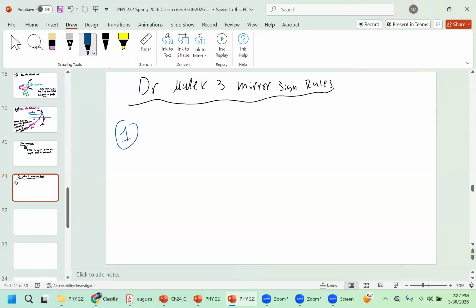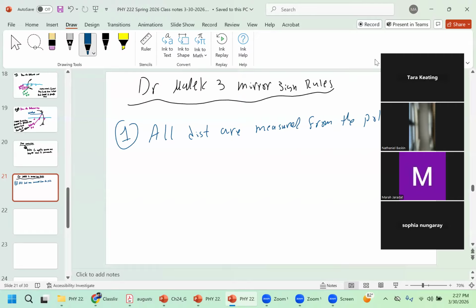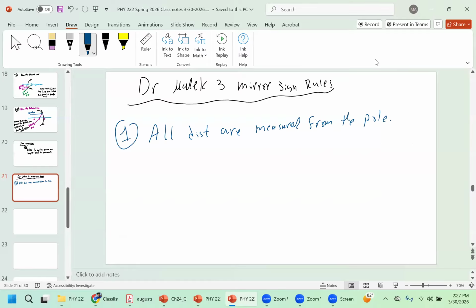Okay, so we talked about images, we talked about the distances, we talked about where they're at. Now we talked about the signs. The first rule is: all distances are measured from the pole. Are you all with me so far? Everybody with me? All the distances are measured from the pole.